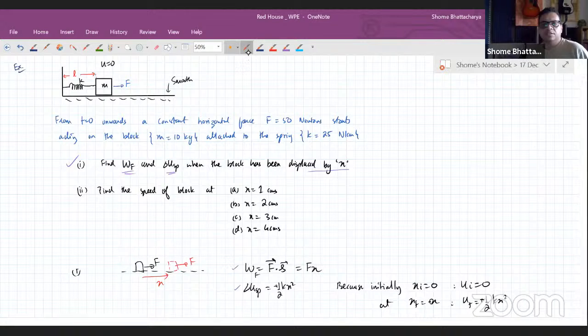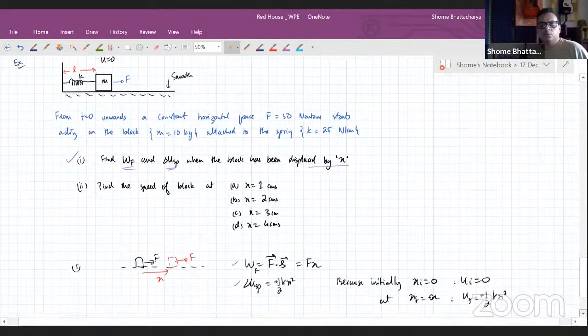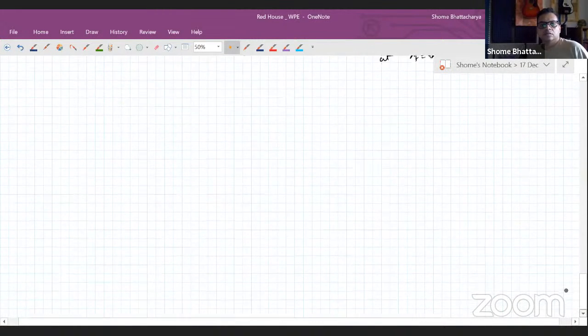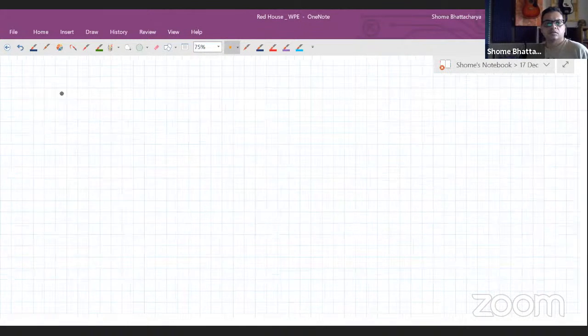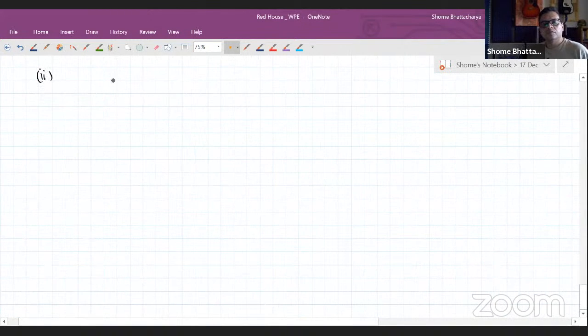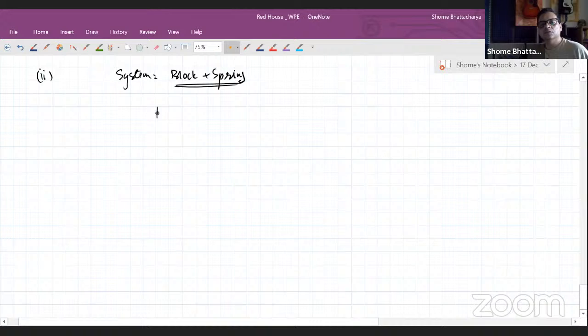Now for the next part, we can use one of two approaches. For the second part, the first approach we can do is we can take a system as the block plus the spring. For this system now, the spring force is becoming the internal conservative force. F, mg, and N are all external forces.